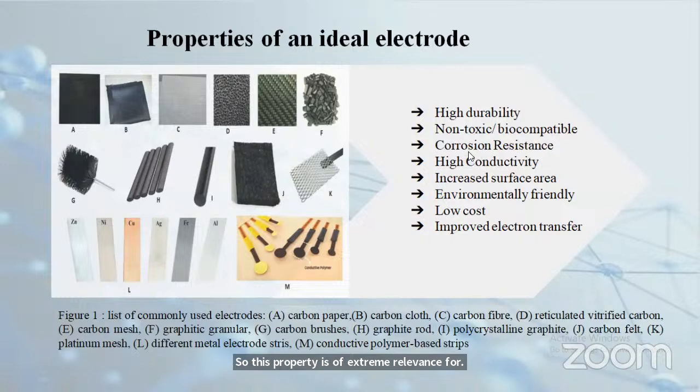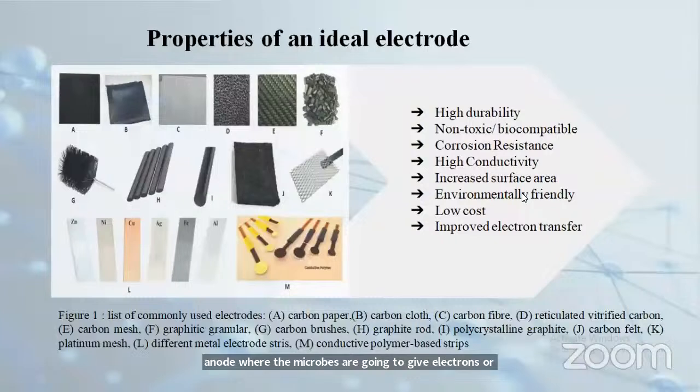Corrosion resistance is again required for both anode and cathode, because as we know, a biofilm is formed on the anode, so it is very much susceptible to degradation or deterioration if used for a long period of time. So corrosion resistance and high durability are essential for long-term and field application. High conductivity and increased surface area are also important. Increased surface area is required for efficient electrode reaction to happen, especially in the anode where the microbes are going to give electrons or attach themselves.